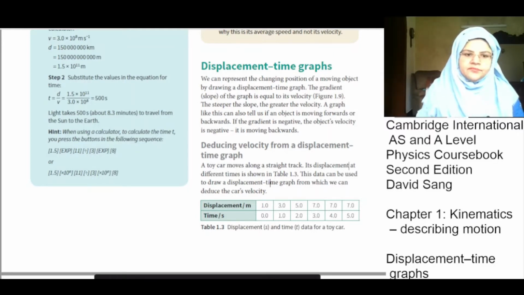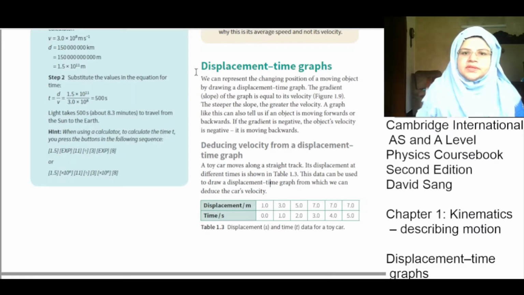Displacement time graphs. We can represent the changing position of a moving object by drawing a displacement time graph. The gradient slope of the graph is equal to its velocity, figure 1.9. The steeper the slope, the greater the velocity. A graph like this can also tell us if the object is moving forward or backwards. If the gradient is negative, the object's velocity is negative, it is moving backwards.